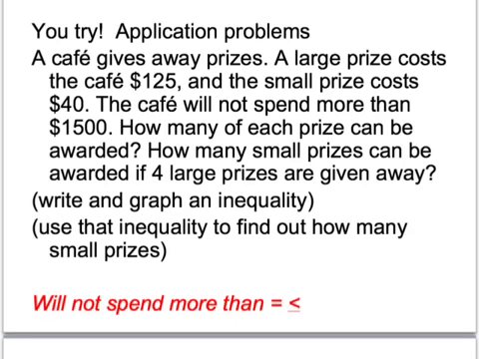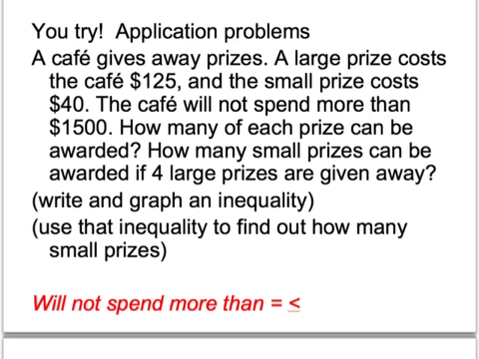Again, I'll keep saying it. Word problems, they get easier as you practice them. So a cafe gives away prizes. A large prize costs the cafe $125, and a small prize costs the cafe $40. The cafe will not spend more than $1,500. How many of each prize can be awarded? How many small prizes can be awarded if 4 large prizes are given away?